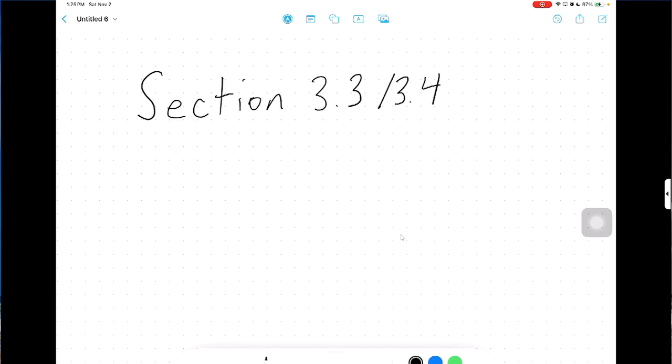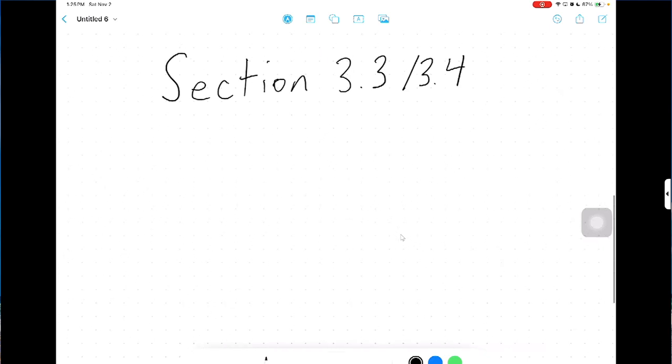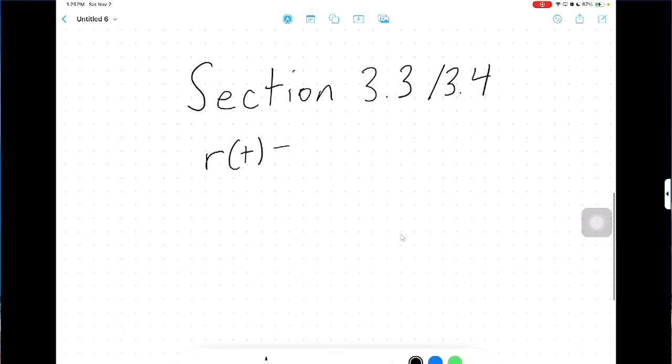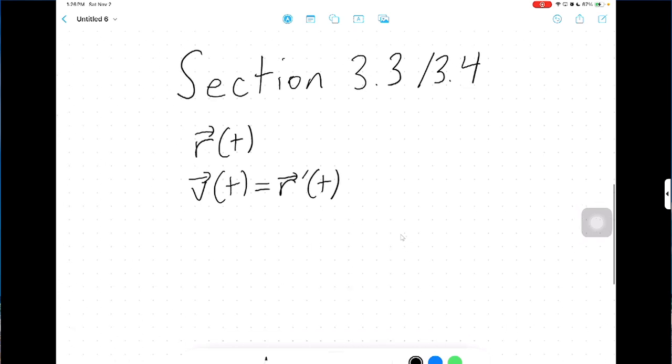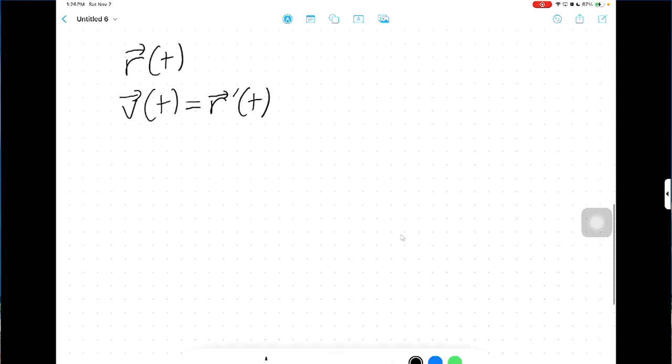Section 3.3/3.4, which is about arc length and curvature / motion in space. So the first thing that I have on here is know how position, velocity, and acceleration are related for vector valued functions. So essentially, if we have a position function r of t, the velocity function v of t, these should be vector functions, is going to be the derivative of the position function, like so. And then afterwards, we also have the acceleration function, which is going to be the derivative of the velocity function, or the second derivative of the position function.